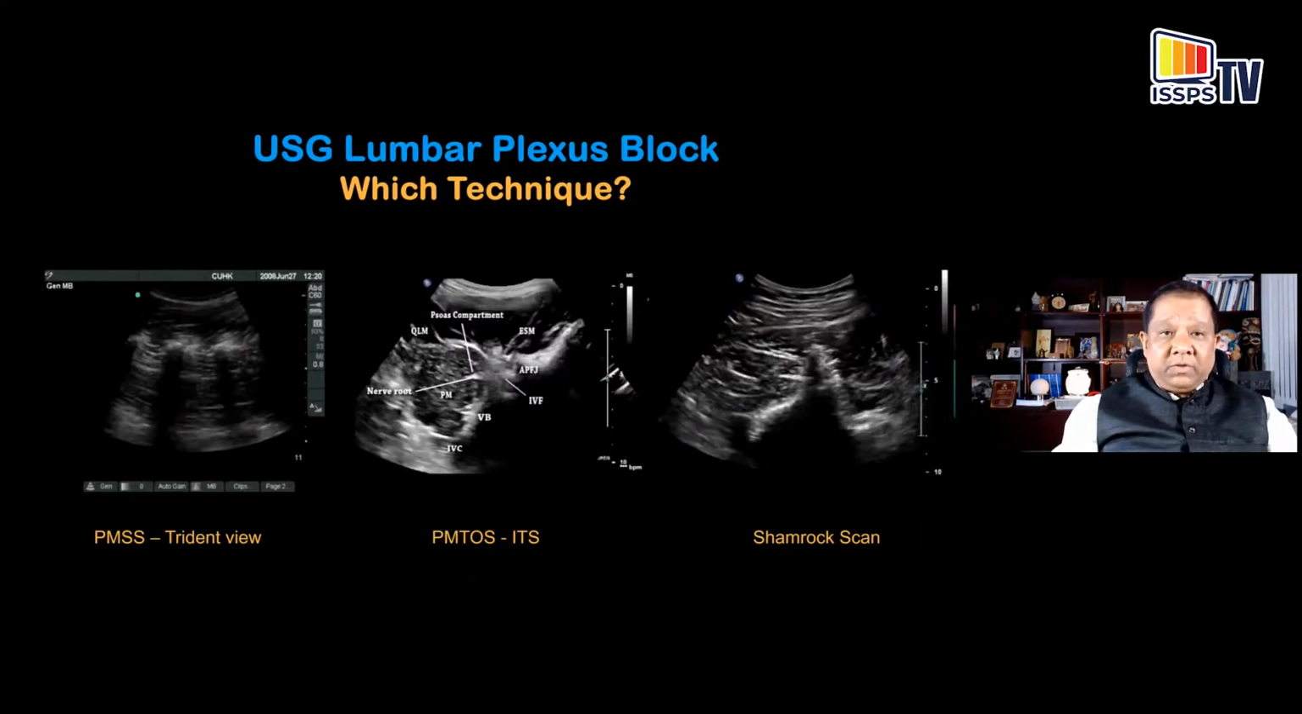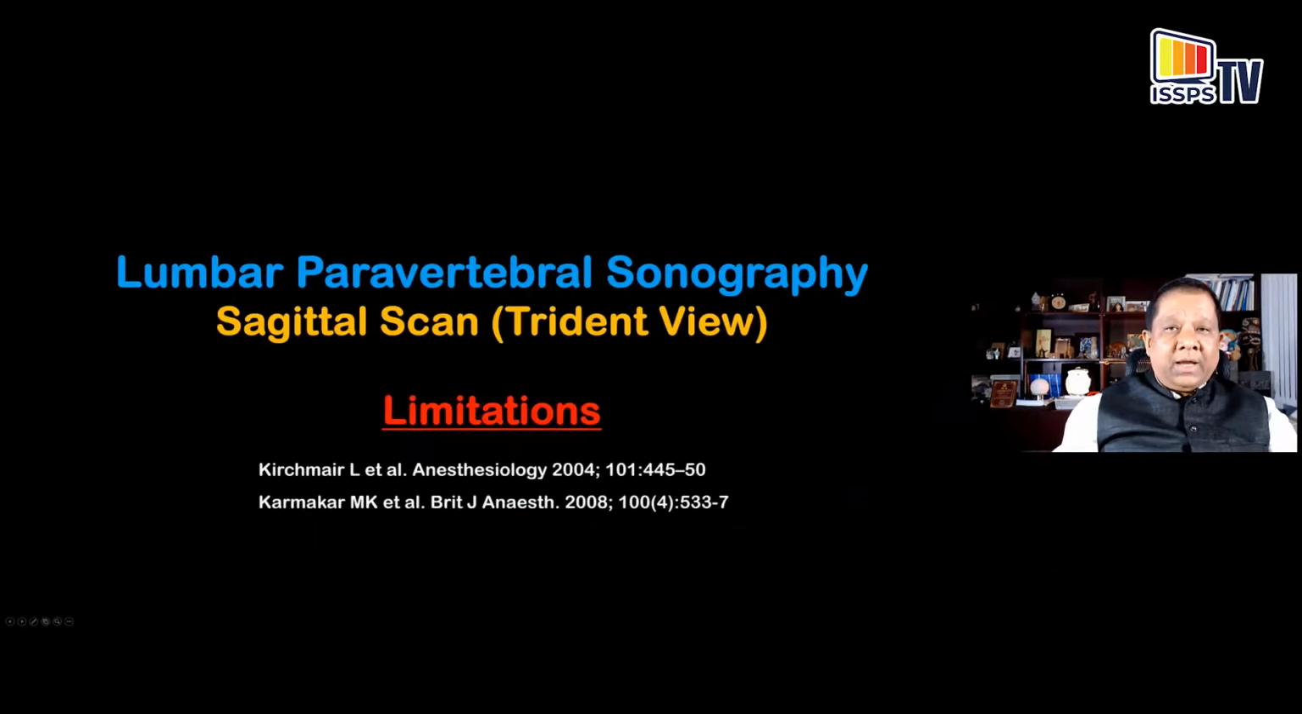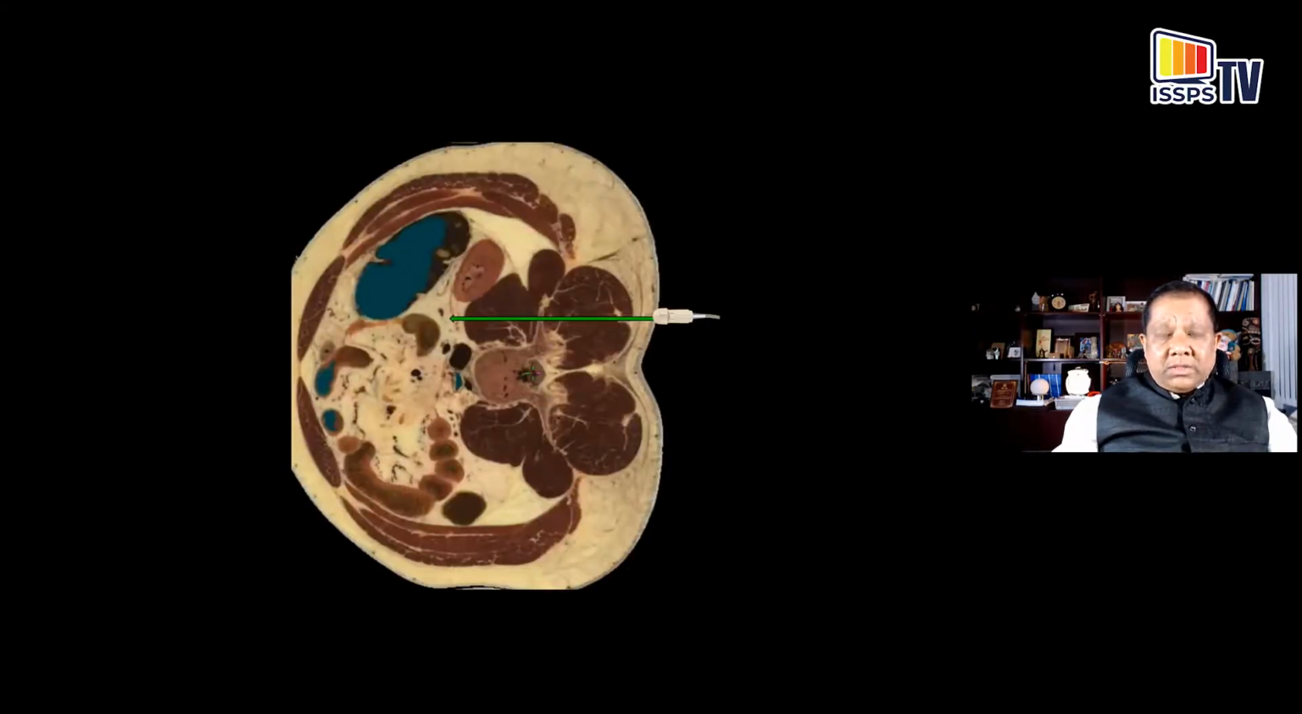There are 2 variants of the transverse view, and the images in front of you illustrate these approaches. You can see the lumbar plexus, actually all 3 nerves. When you look at the sagittal view, the limitation of the sagittal trident view is that because it's a singular 1 millimeter plane, it's very difficult to say where you are in relation to the psoas muscle with the scan. Are you too close to the foramen or are you too lateral? This is something that's more difficult to define.